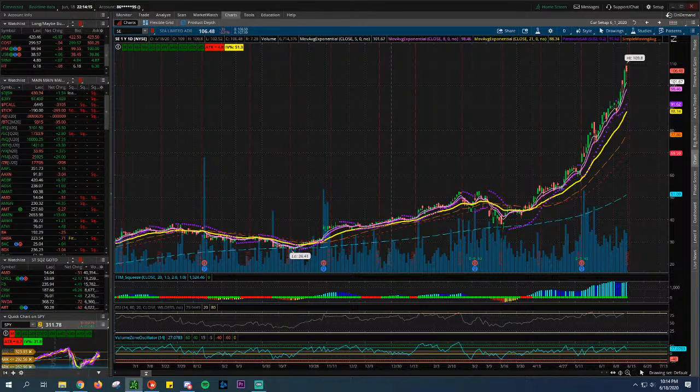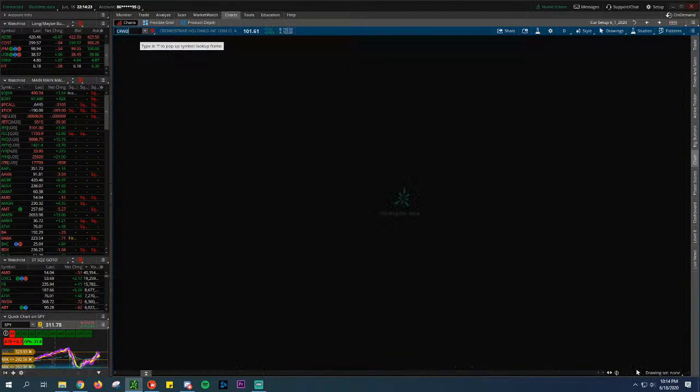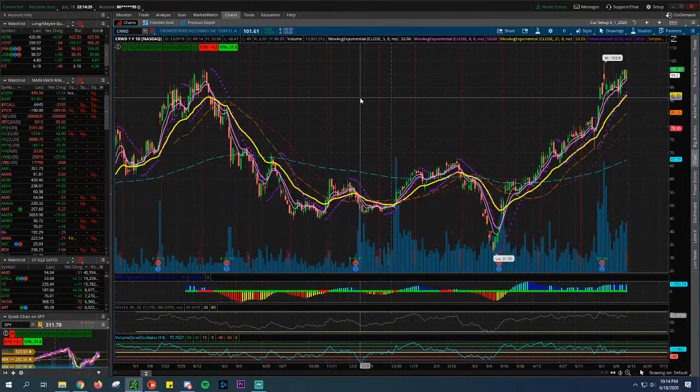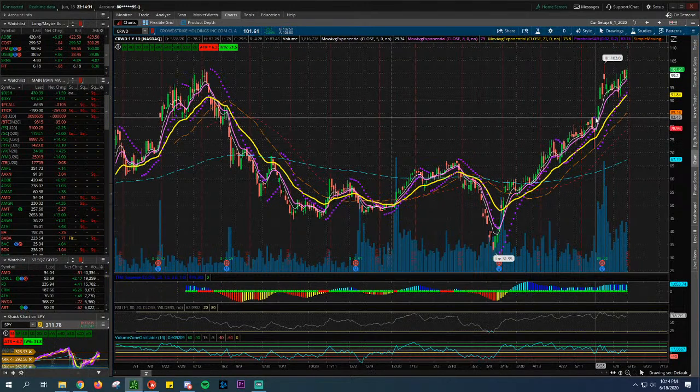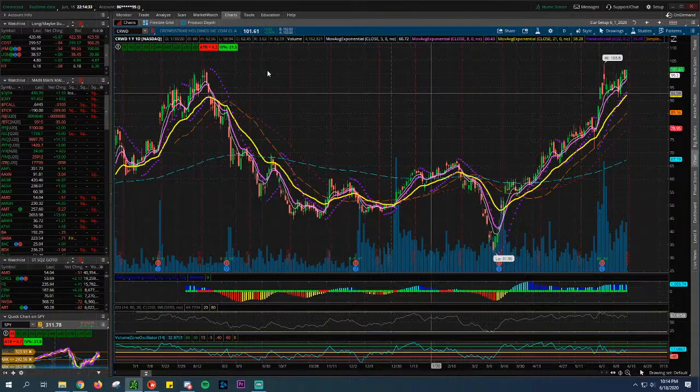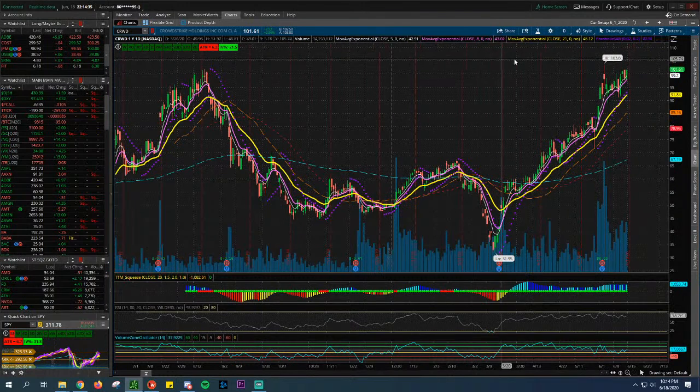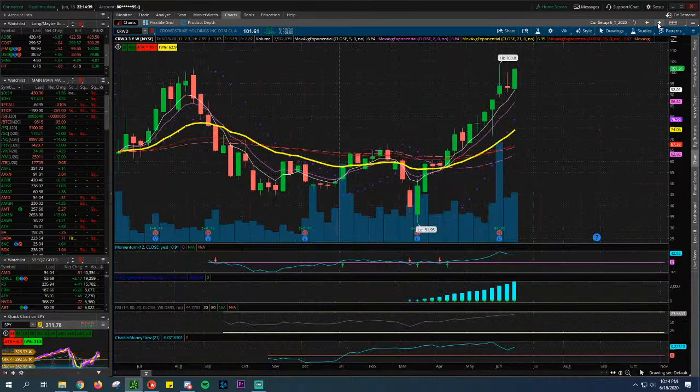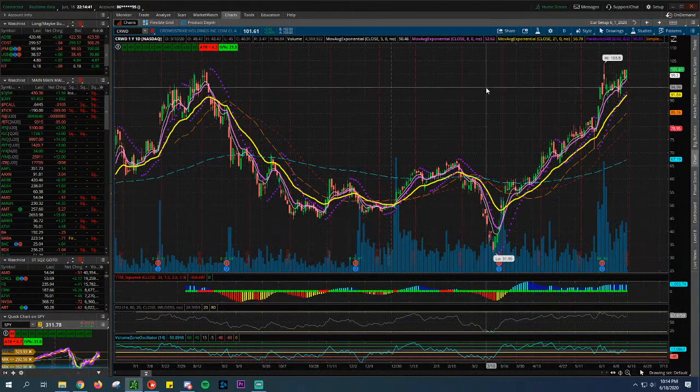Let's see here. Mike says CRWD. CrowdStrike. I know CrowdStrike. This is interesting. I like this. Looking like it has some resistance there. I want to look on. This is a newer stock too. Yeah, I remember this company coming out.